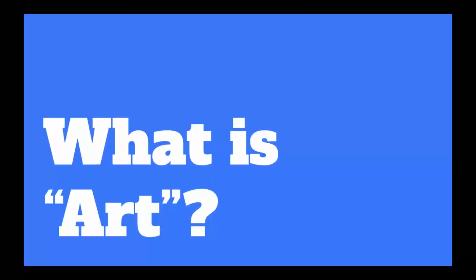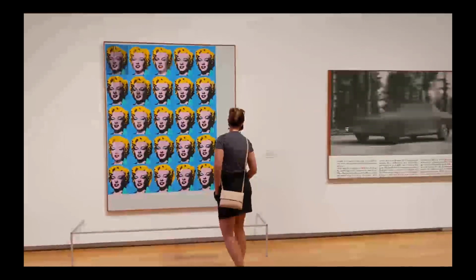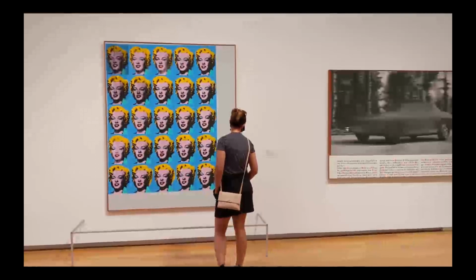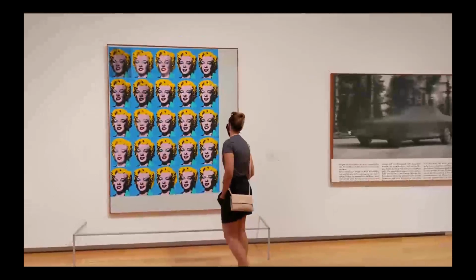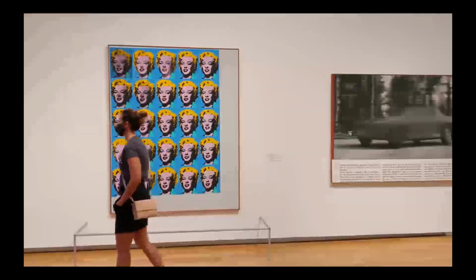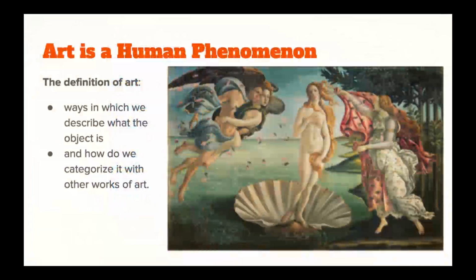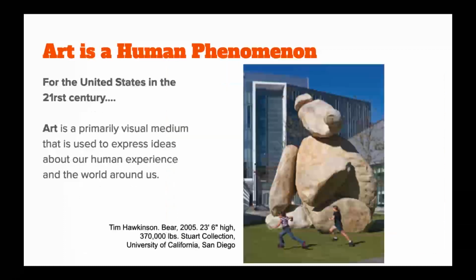Okay, so starting off, what is art? Art is a very big topic, and trying to describe it in one sentence or two is pretty difficult to do. But according to the textbook, they define art as this. It is a way in which we can describe what an object is and how we categorize it with other works of art. And that can mean a lot of different things.